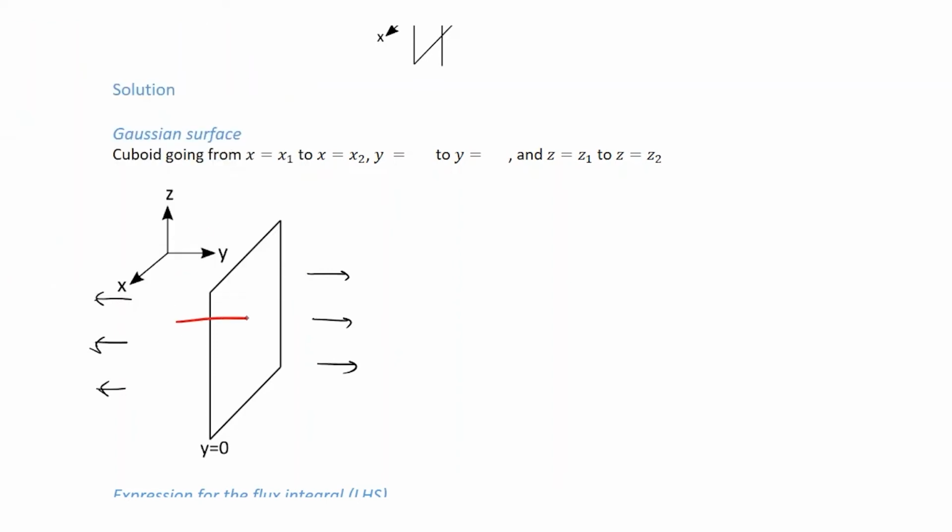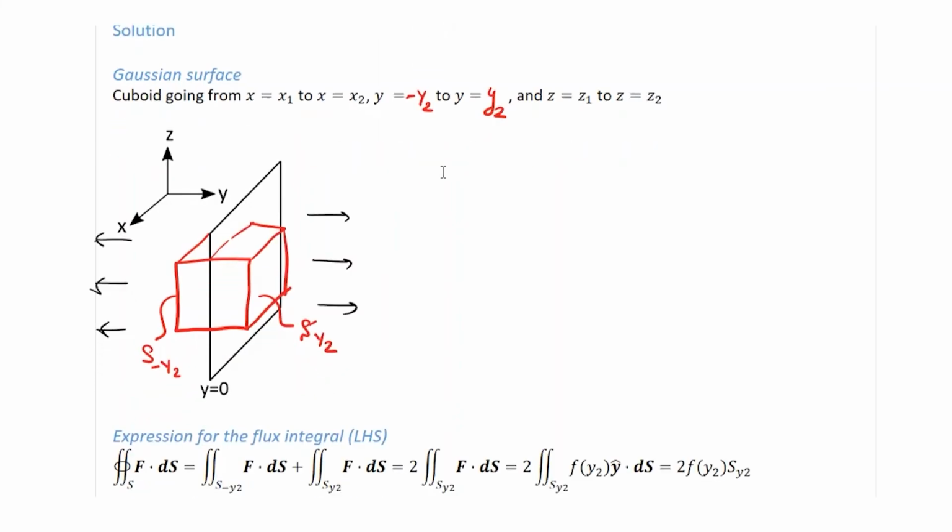So let's set up our Gaussian surface so that this surface, S y2, is at the same distance from the sheet as this surface. So this would be S located at negative y2, and this would be y2, where y2 is some positive number.